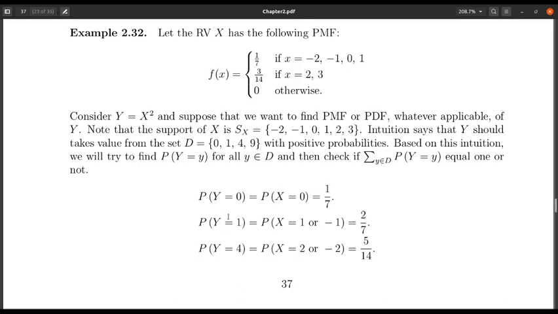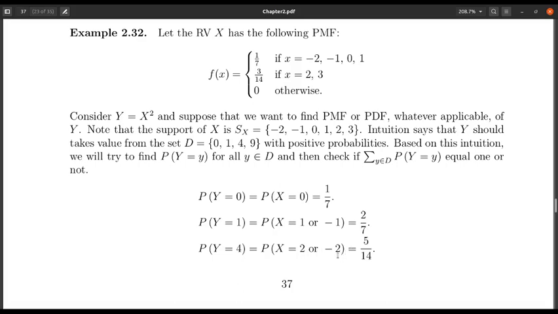Now the second one, y equals 1. This happens if and only if x equals 1 or x equals -1. I know the probability of x equals -1 and x equals 1; both of them are 1 by 7. So this probability turns out to be 1 by 7 plus 1 by 7 equals 2 by 7. In the same way I can do it for y equals 4, because y equals 4 happens if and only if x equals 2 or x equals -2 occurs.